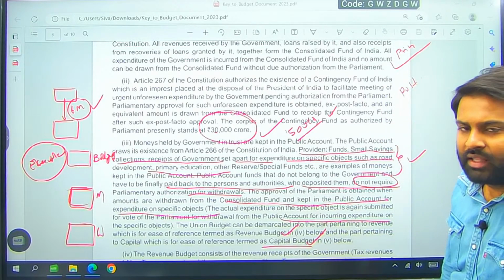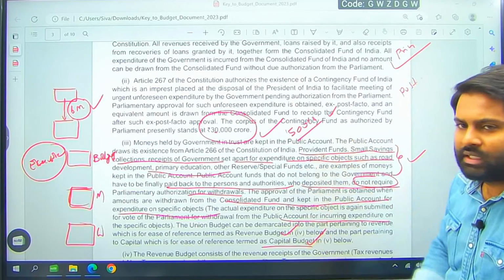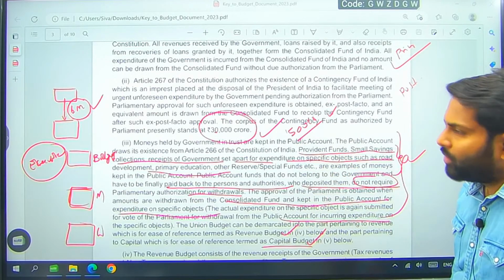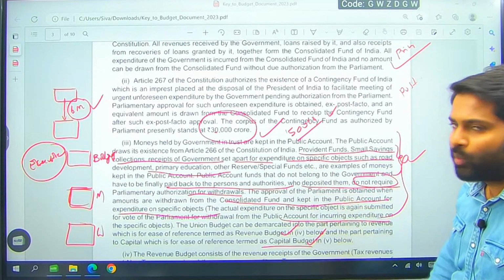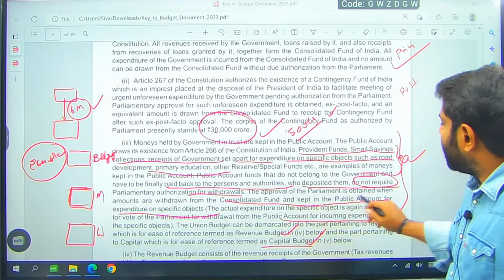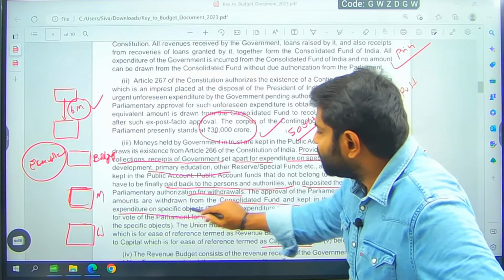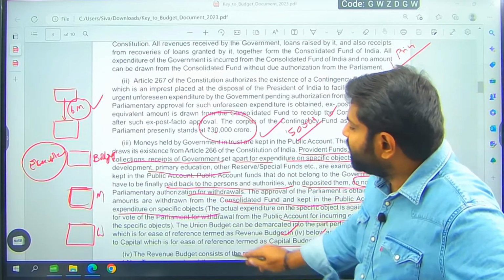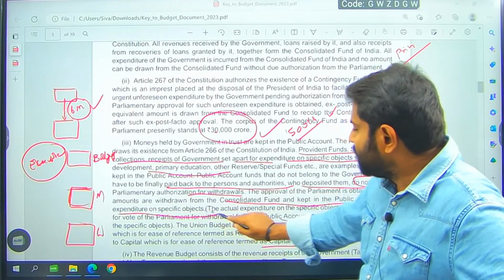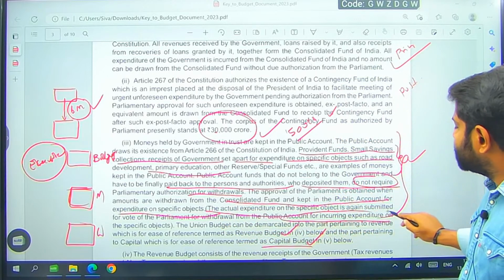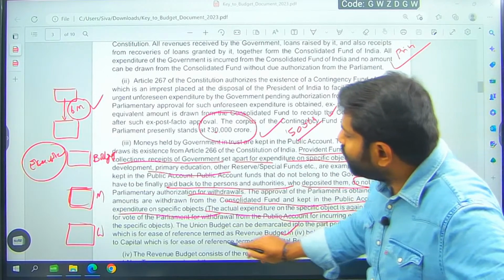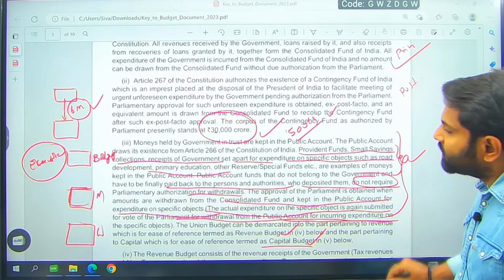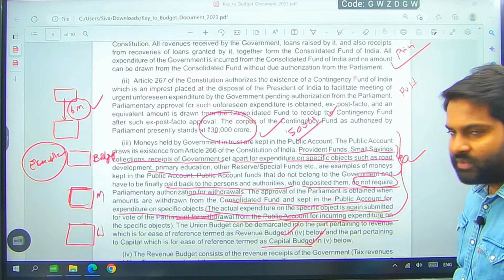So we are dividing them. Apart from that, the next thing is revenue budget and capital budget. This is the last line about public account. I will repeat once again about public account. The approval of the parliament is obtained when the amounts are withdrawn from consolidated fund and kept in the public account for expenditure on specific objects. The actual expenditure on the specific objects is again submitted for vote of the parliament for withdrawal from the public account for incurring expenditure on specific objects.